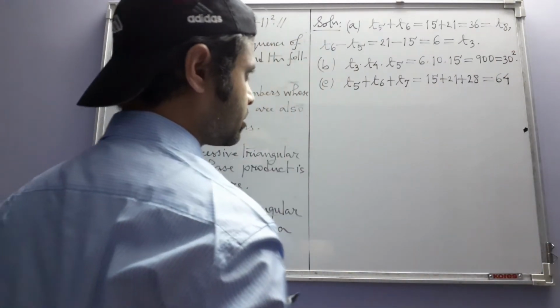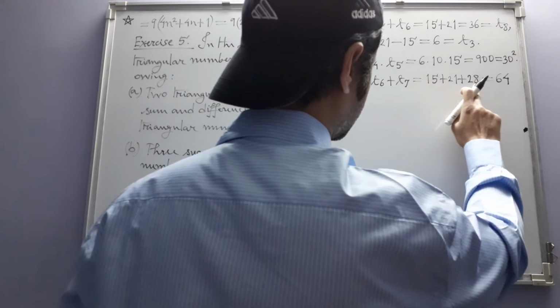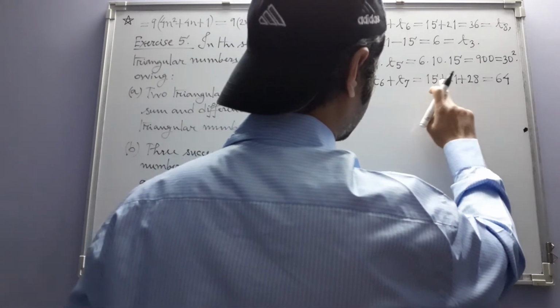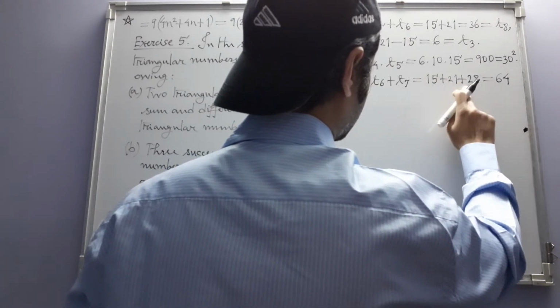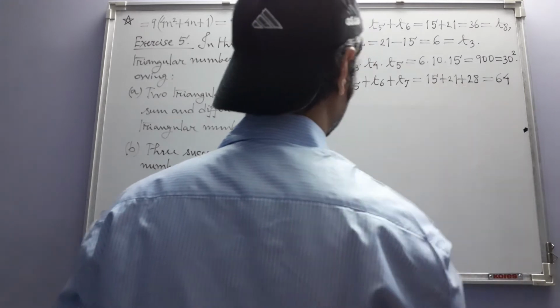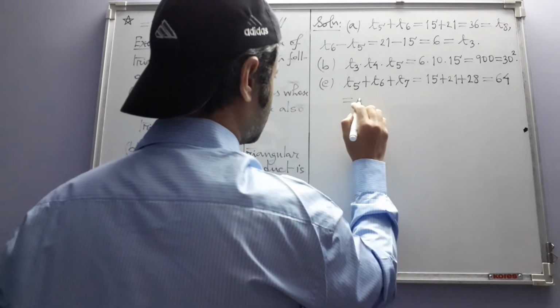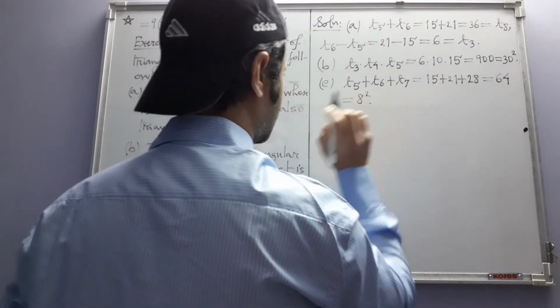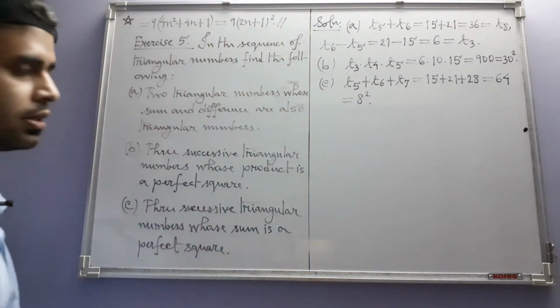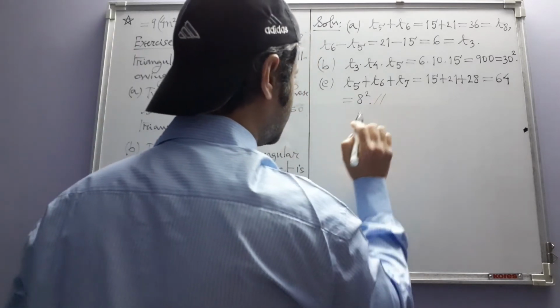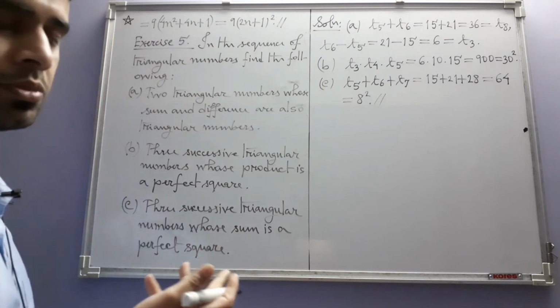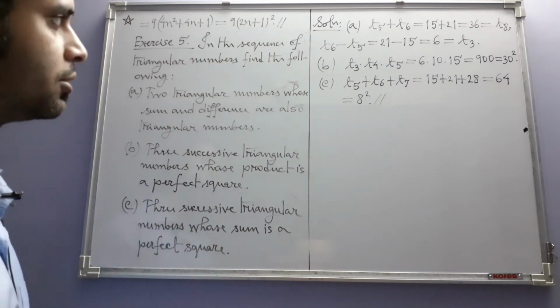That is 64. Simultaneously, let me also see whether the calculation is correct. Yes. So this is 8 square. That's just it. If other examples also exist, you can find them also.